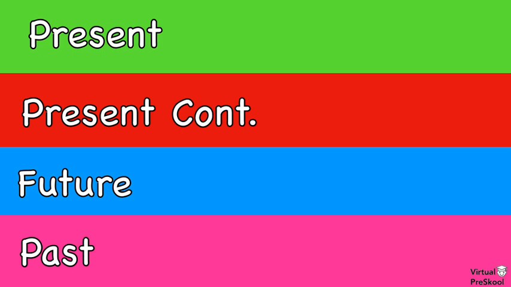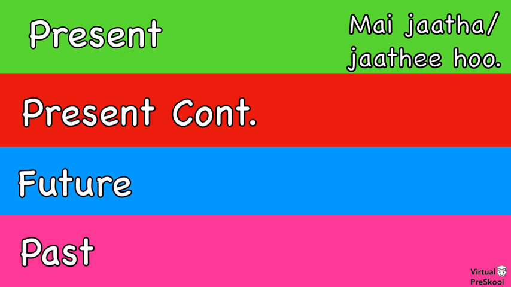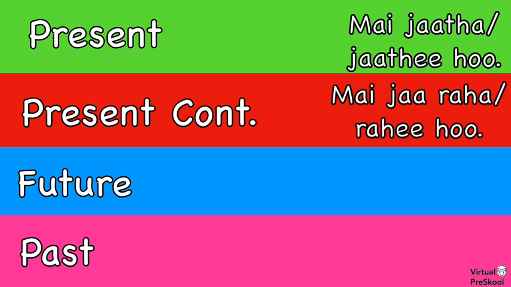Again, the verb is jana. Present tense is मैं जाता हूँ for a boy or मैं जाती हूँ for a girl. See how we have the root of jana in that sentence? Jata and jati. Present continuous, which is I am going, is मैं जा रहा हूँ or मैं जा रही हूँ. जा रहा हूँ is for a boy, जा रही हूँ is for a girl. Again, we have that ja in there.